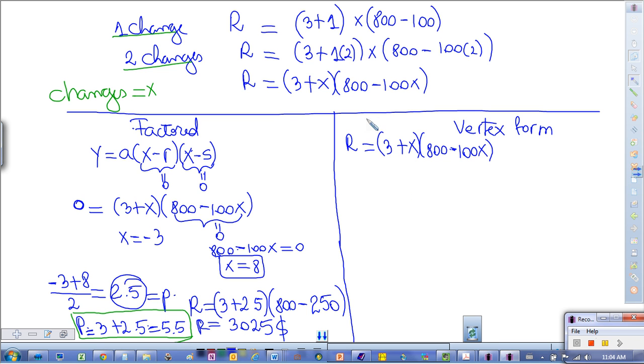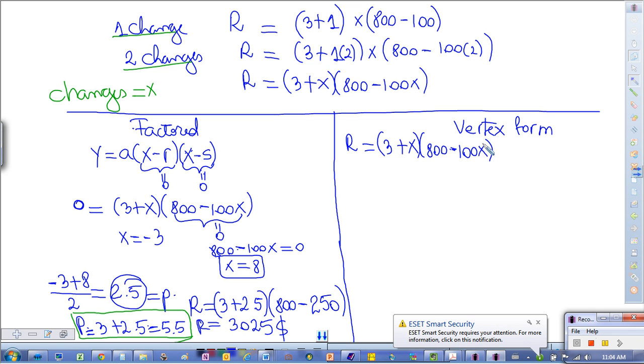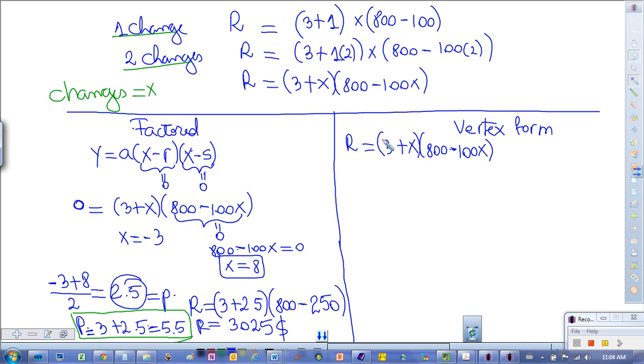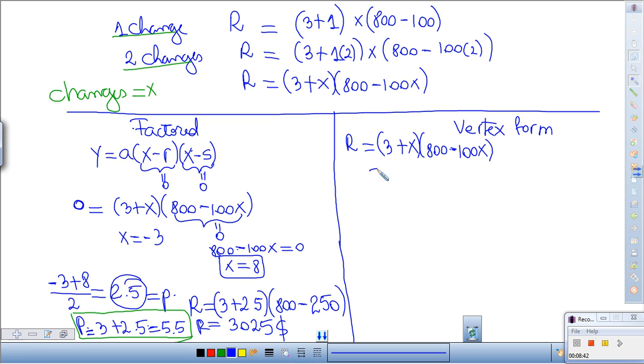Now, let's see how we would solve the same problem if we choose another method. Whenever I hear the words find the highest revenue, the maximum revenue, the optimal revenue, I always have to think vertex form. What form of the quadratic function shows me the maximum value of a function? Well, that is the vertex form. And right now, the revenue relationship looks almost like a factored form. So I have to expand it, simplify it, and complete the square. So let's first expand it.